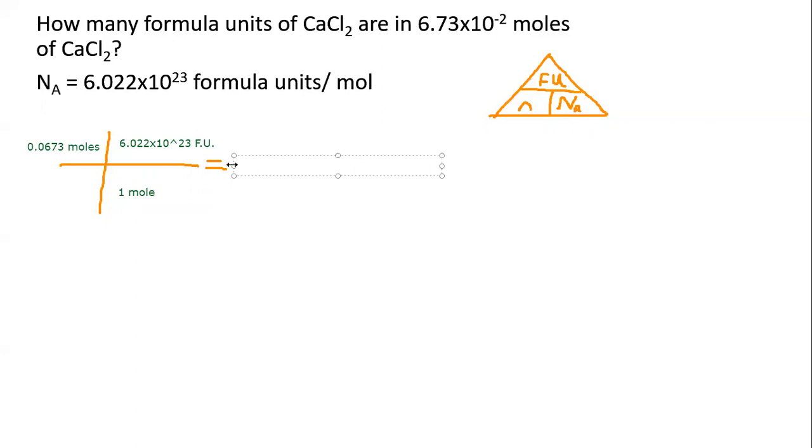And we get 4.05 times 10 to the 22nd formula units. So this is how many formula units are in 0.0673 moles. And notice, since it's less than 1, our answer is less than 6.022 times 10 to the 23rd.